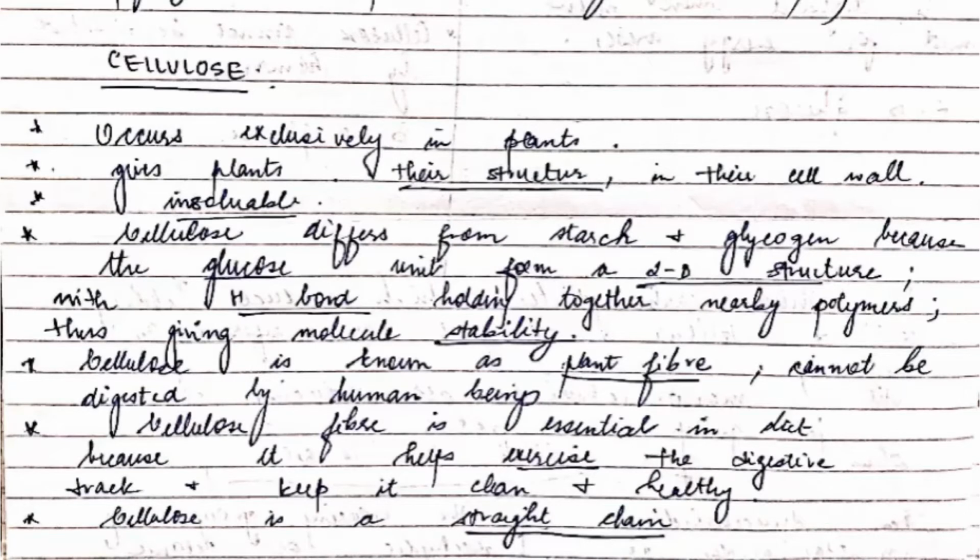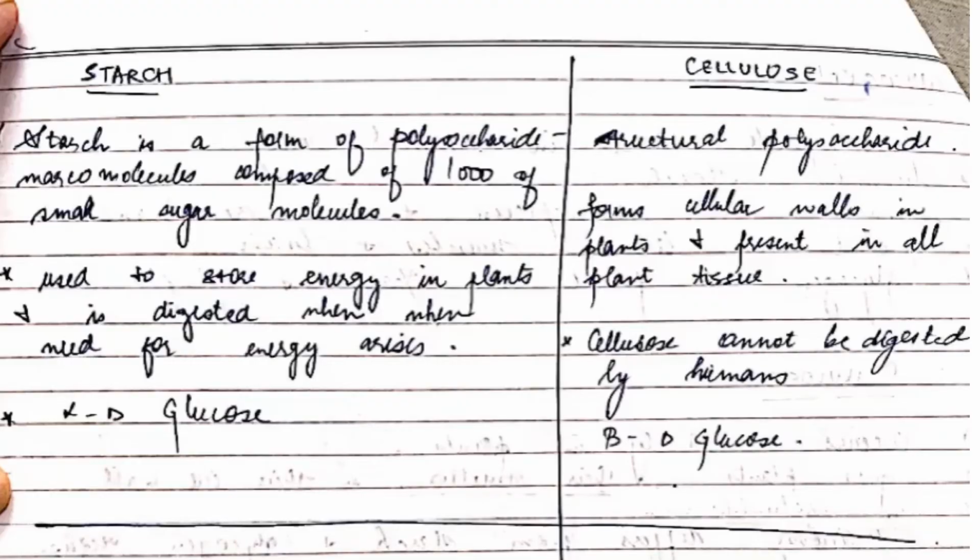Another example of polysaccharide is cellulose. It occurs exclusively in plants. It gives plants their structure in their cell wall. They are insoluble. Cellulose differs from starch and glycogen because the glucose units form a 2D structure with hydrogen bonds holding them together, and this gives the molecule stability. Cellulose fiber is essential in diet because it helps exercise the digestive tract and keeps it clean and healthy.